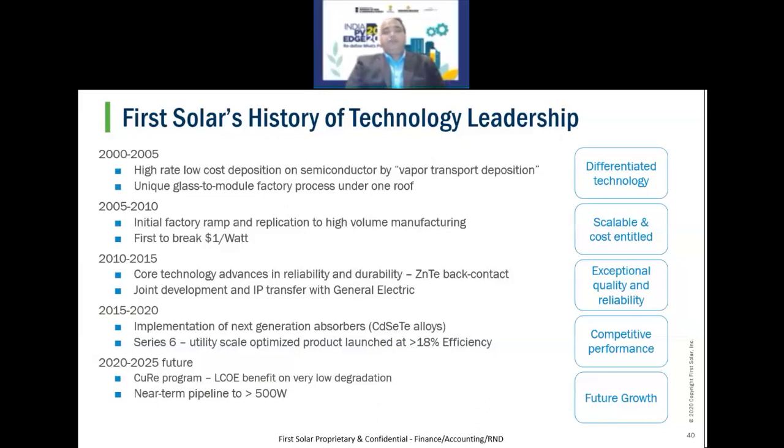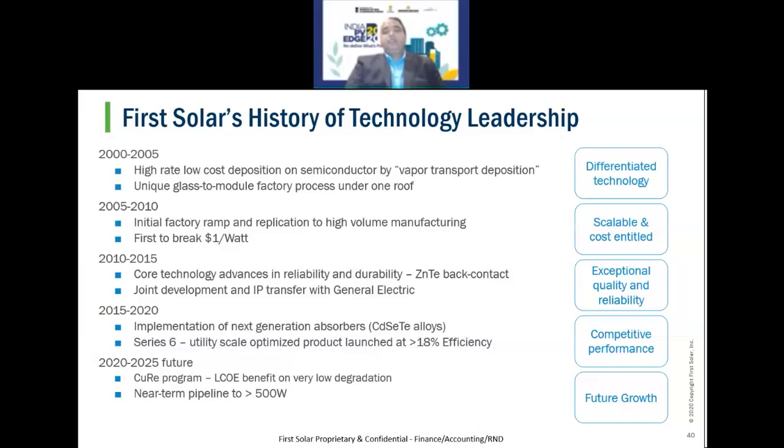So a quick overview of our technology evolution. In the early 2000s, First Solar developed and perfected a high throughput process to apply device quality cadmium telluride semiconductor thin films on sheets of glass. Later in the decade, we optimized our manufacturing flow and fortified our supply chain to beat the $1 per watt benchmark in 2009. Next decade, the team pivoted to focus on device stack, semiconductor quality, front contact and back contact improvements, and we broke device performance benchmarks every year.